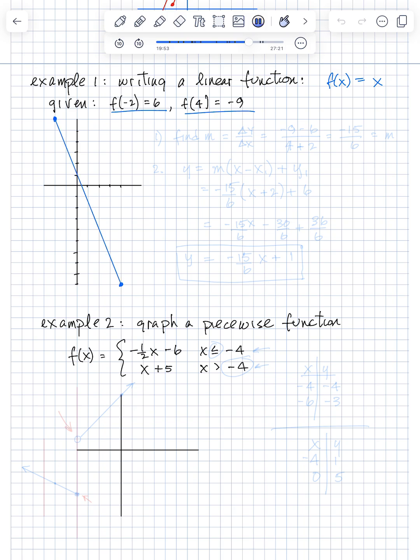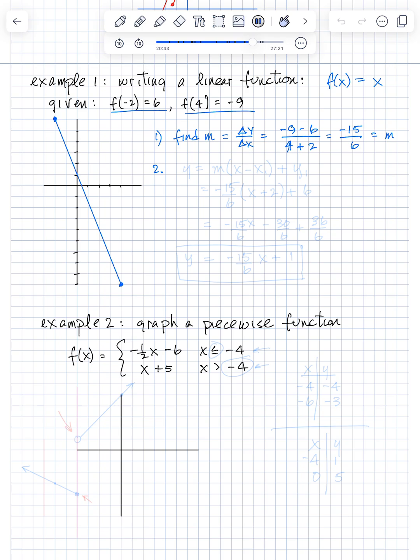Okay, so now, first thing we want to do, we need to find the slope. Well, we know the slope is equal to delta y over delta x, which is going to be -9 minus 6 over 4 minus a -2, so 4 plus 2. So here we have -15 over 6. And so that's our slope.